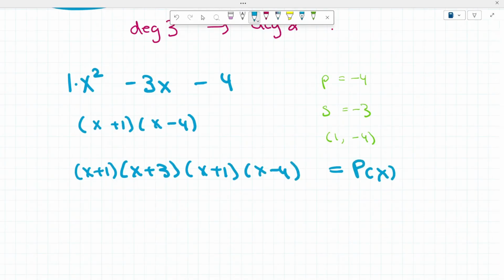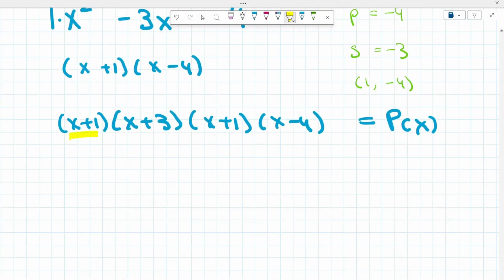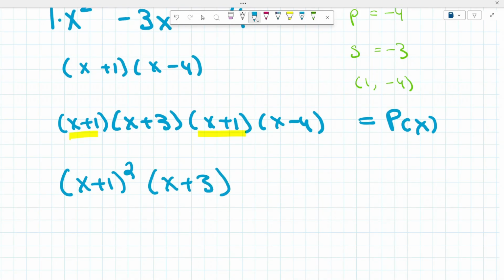So let's go ahead and simplify this or combine it. So we have two terms of x plus 1. That means we end up with x plus 1 squared, and then we have x plus 3, and lastly x minus 4 equals our p of x.